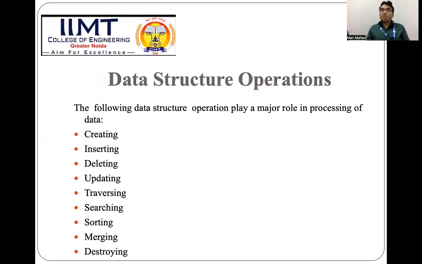Now we move on after storing the data. We have different types of operations on the data structure. They are creating the data, inserting, deleting, updating, traversing, searching, sorting, merging, and destroying the data. In creating the data, we use the create operation to create space in computer memory. Next, inserting data means we have already created data and we insert a particular data value in a list. So we use the insertion operation.